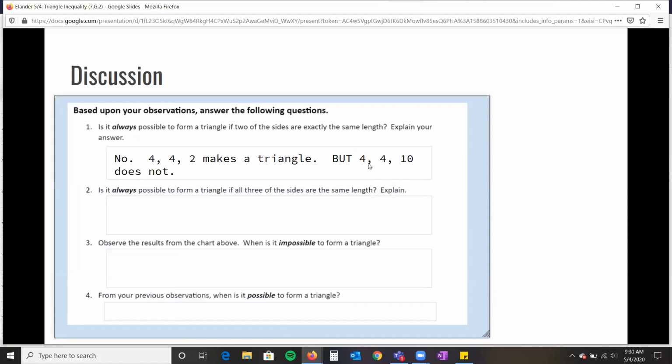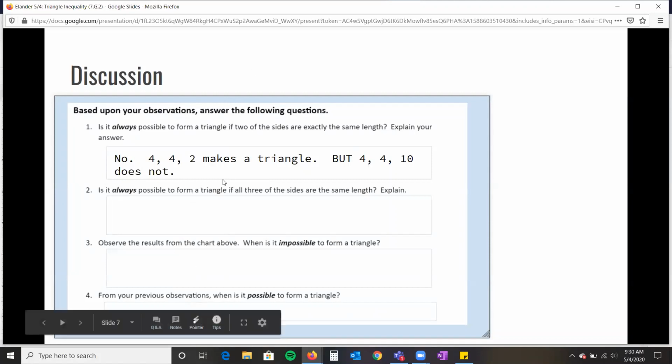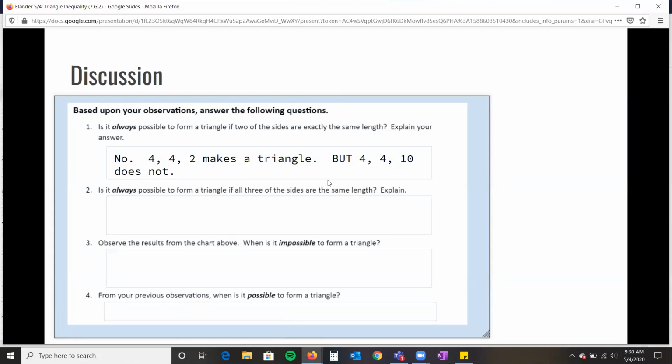So even though I had 2 lengths that were the same, the 10 side was so long that the 4s collapsed, and I couldn't make a triangle out of it no matter which way I rotated it. So having 2 sides that are exactly the same doesn't necessarily mean that I can form a triangle. Sometimes yes, sometimes no. Is it always possible to form a triangle if all 3 of the sides are the same length?